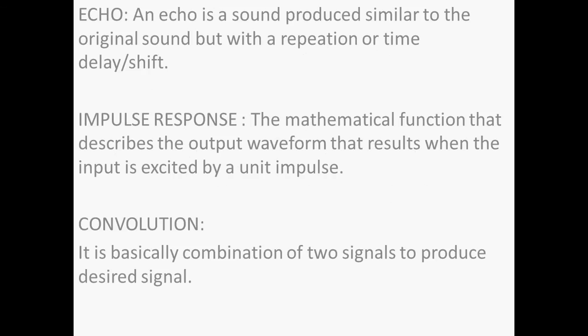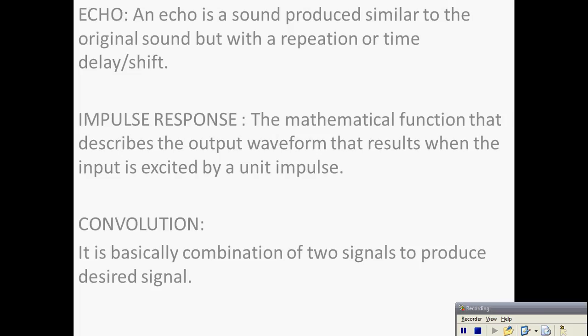Echo. An echo is a sound produced similar to the original sound but with some repetition or a time delay. Impulse response. It is basically a mathematical function that describes the output waveform that results when the input is excited by a unit impulse. A unit impulse amplitude is 1 at the origin and 0 elsewhere. Convolution. It is basically a combination or the mixing of two signals to produce the desired signal.